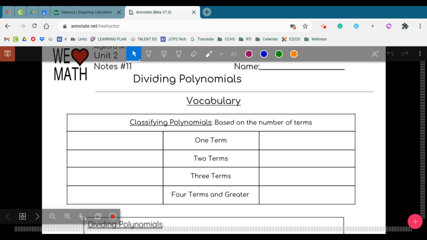Okay, today we're going to be doing our Unit 2, notes number 11, which are dividing polynomials. So this week we're going to be going over dividing and multiplying polynomials and classifying by the number of terms. We classified by degree last week, which was the biggest exponent. This week we're going to be talking about the number of terms. And this will kind of clarify whenever we say polynomial, what it means.